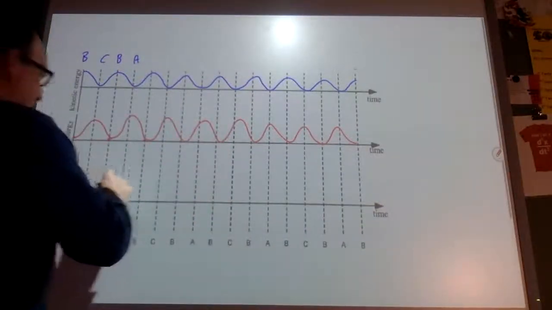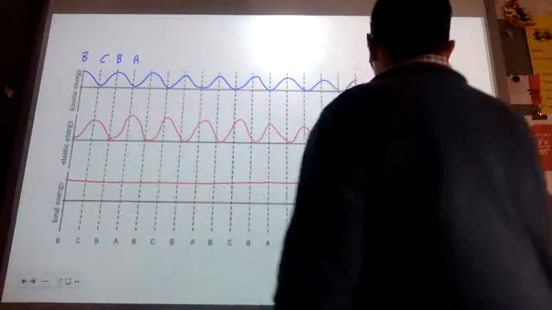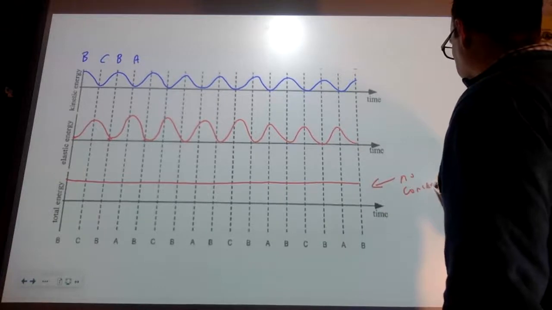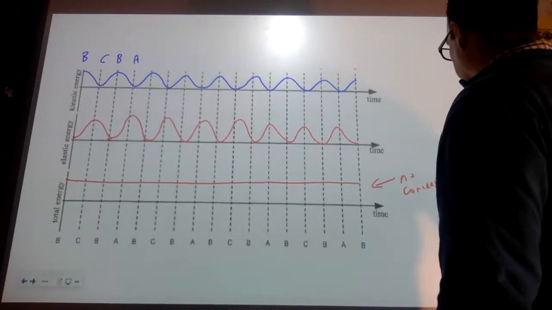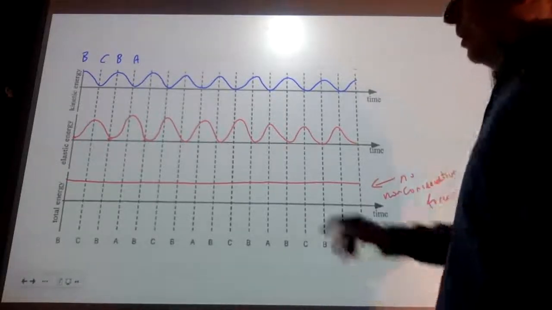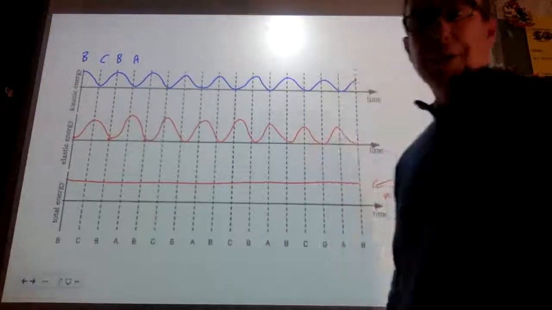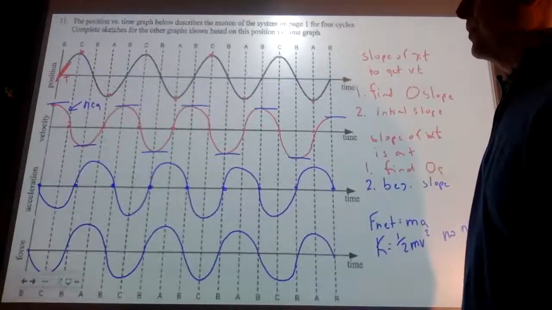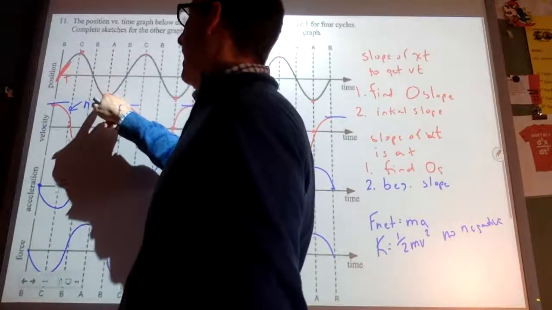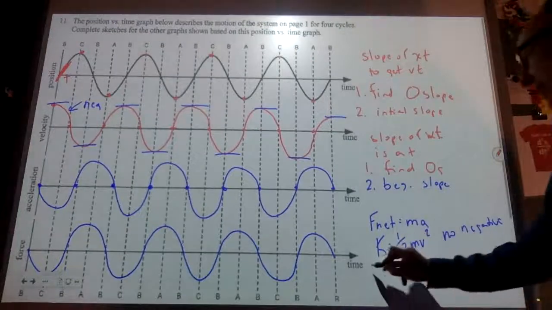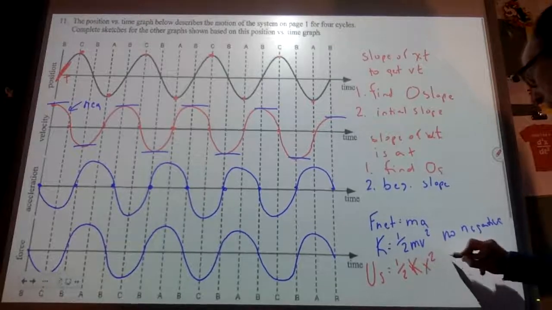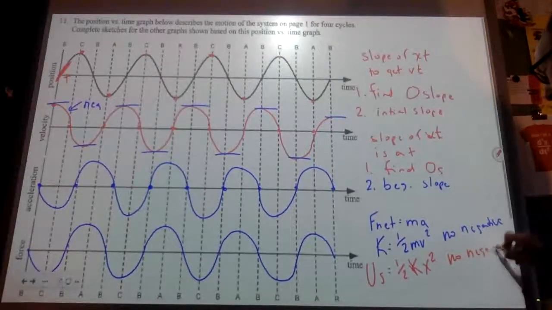The energy should be constant. It's just a vertical line as long as there are no non-conservative forces. Elastic energy, we could also look at position. If you look at position, it has the biggest displacement at C and A, again, because it is kx squared. So it's going to be no negatives on that one as well.